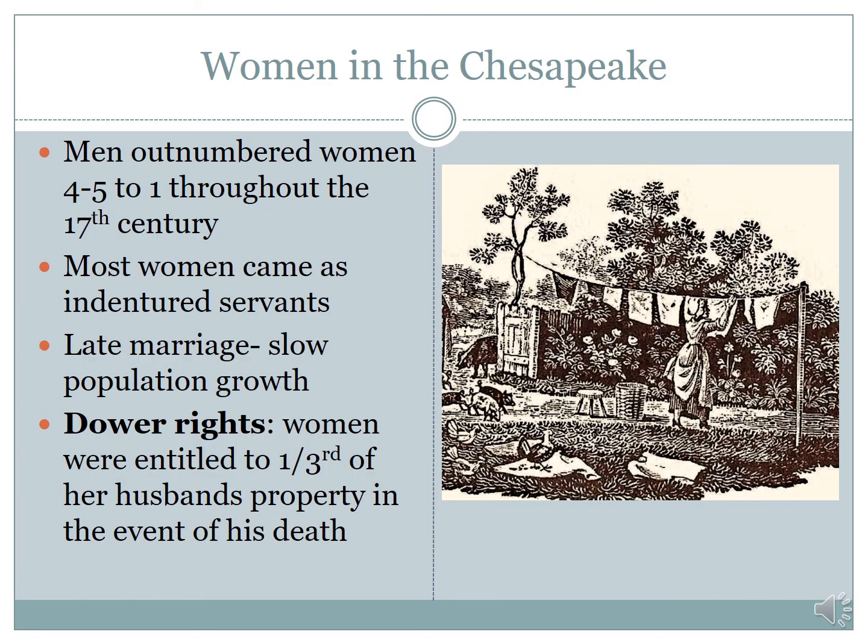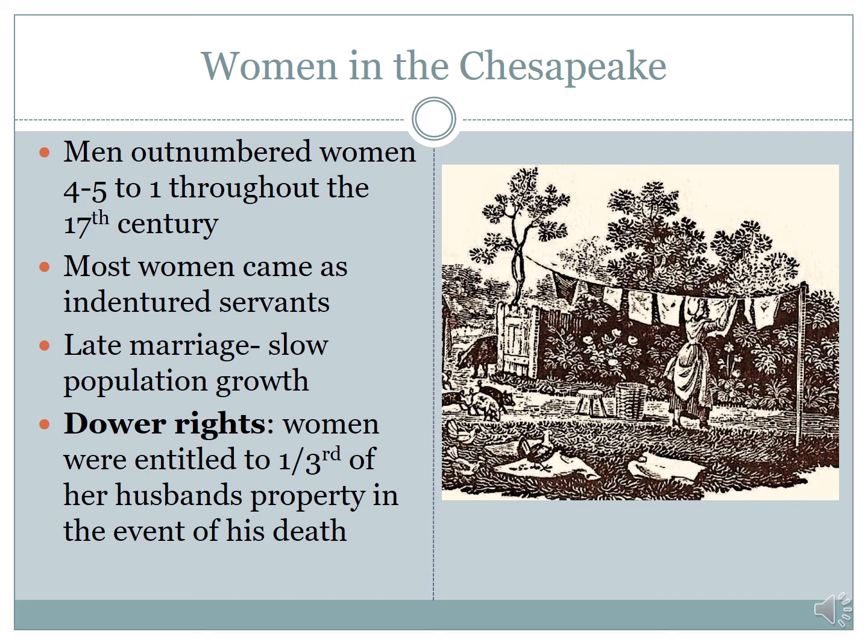So before we end this lecture on the Southern colonies, I wanted to quickly talk about women in the Chesapeake, because in the Chesapeake region, that region that I showed you on that map that was settled early on in the 1600s, men far outnumbered women, about 4 to 5 to 1 throughout the 1600s. Most of the women that did come over to the Chesapeake colonies came as indentured servants. And so the result of that was late marriages, because while you were an indentured servant, it was forbidden for those women to get married.